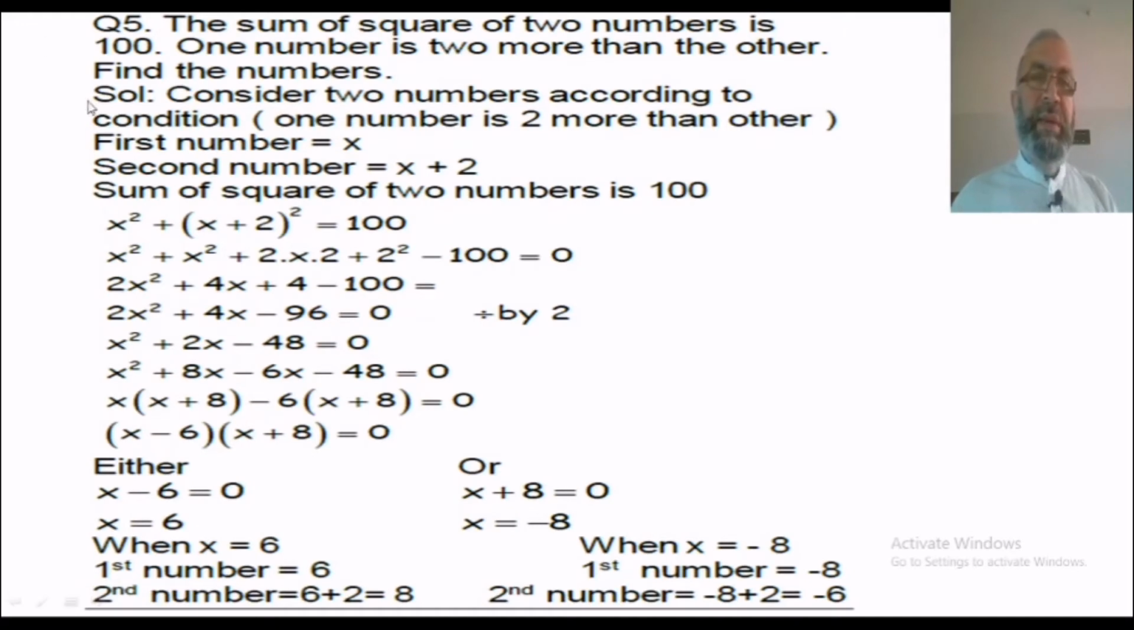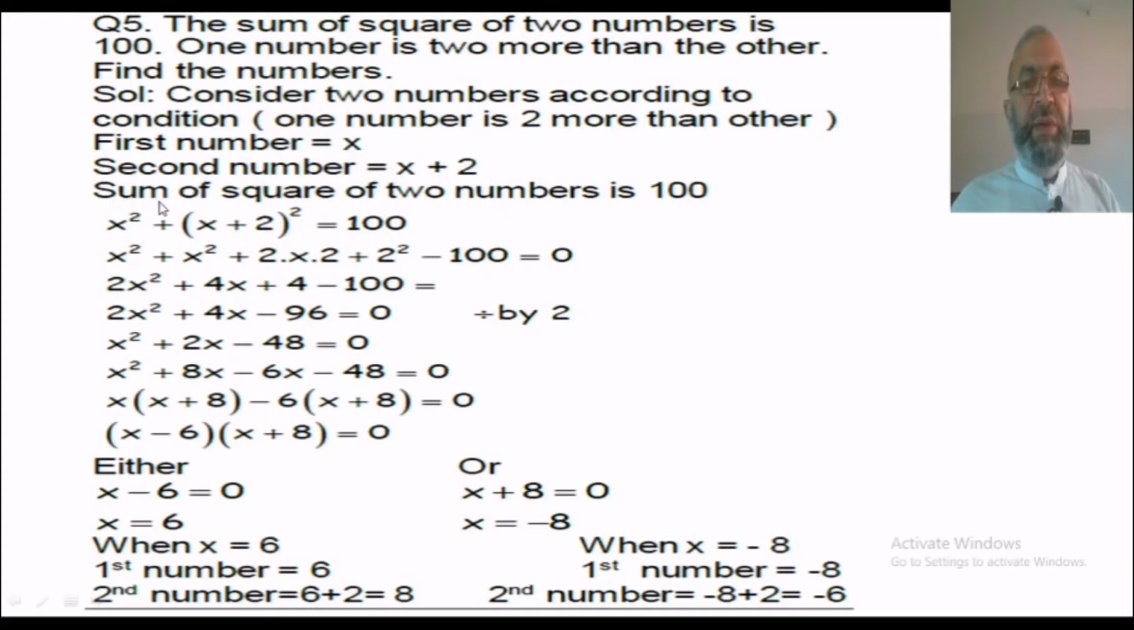Another application in numbers, question 5. The sum of squares of two numbers is 100. One number is 2 more than the other. Find the numbers. So we consider the first number to be x. Second, 2 more, becomes x plus 2.